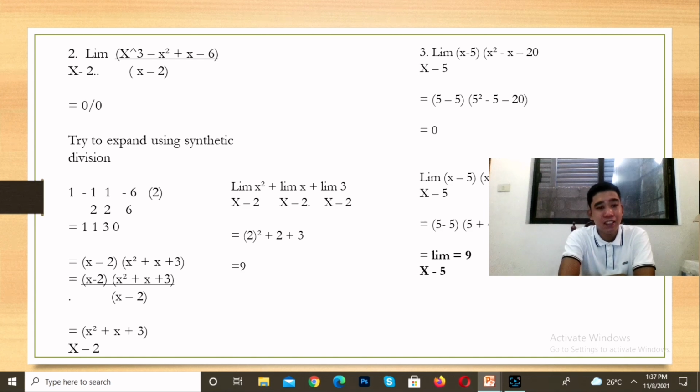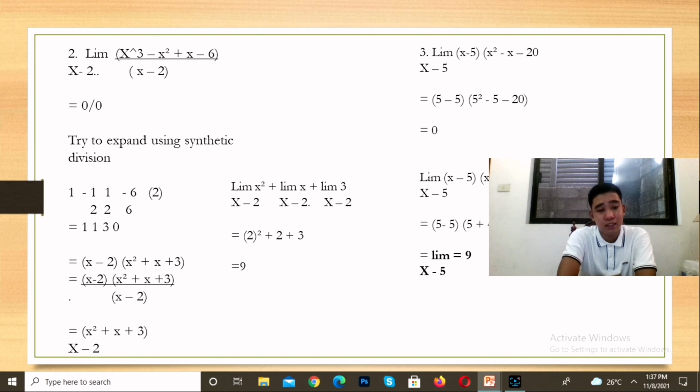Example number 2. The limit of (x cubed minus x squared plus x minus 6) over (x minus 2), as x approaches 2. Substituting gives 0 over 0. So try to expand using synthetic division, with x approaching 2. What you get is x squared plus x plus 3. Simplify: (x minus 2)(x squared plus x plus 3) over (x minus 2) equals x squared plus x plus 3.